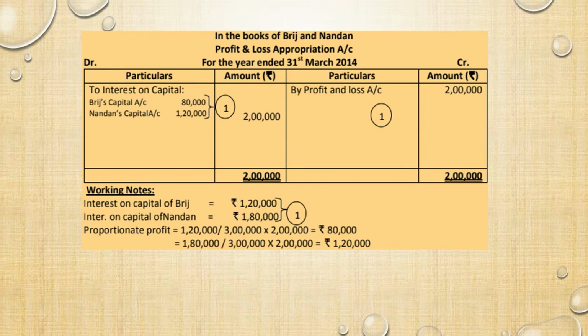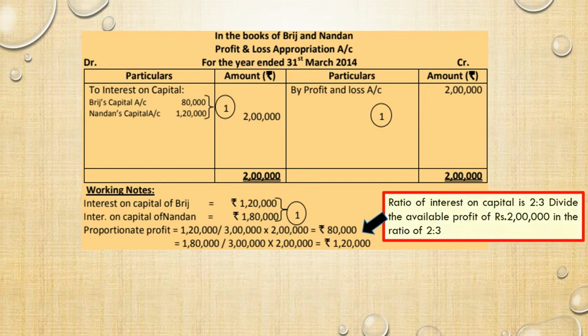Now, if you calculate the interest on capital, go to the working notes and see interest on capital of Brij is 1,20,000. Interest on capital for Nandan, it's coming 1,80,000. If you add these two, it will be 3 lakh. Your available profit is only 2 lakh. See, by profit and loss account, 2 lakh is only available. Now, you cannot appropriate 3 lakh out of 2 lakh.